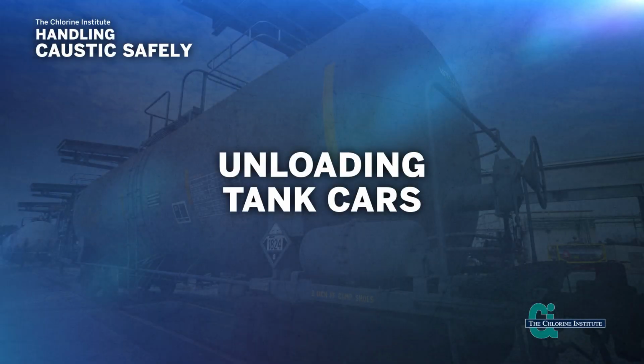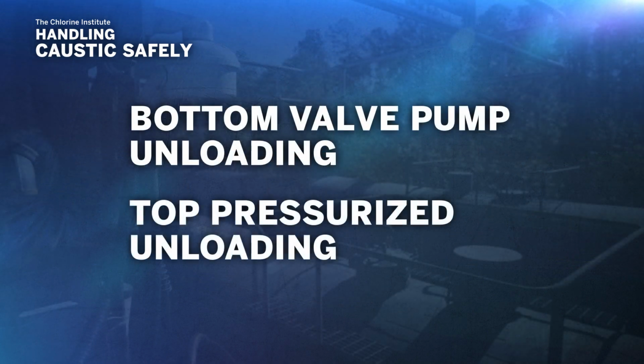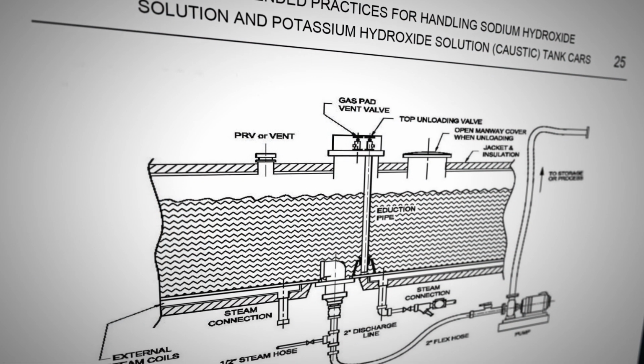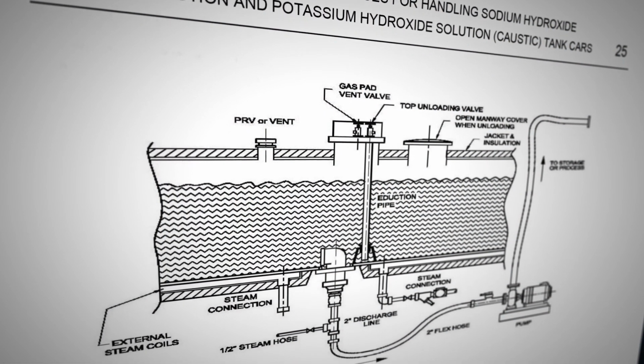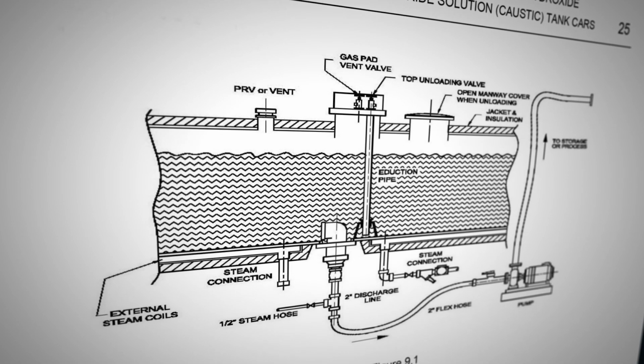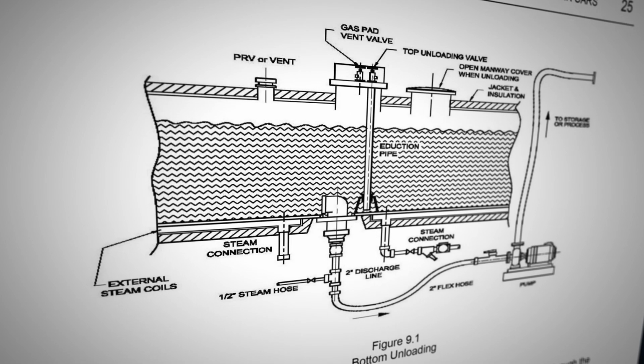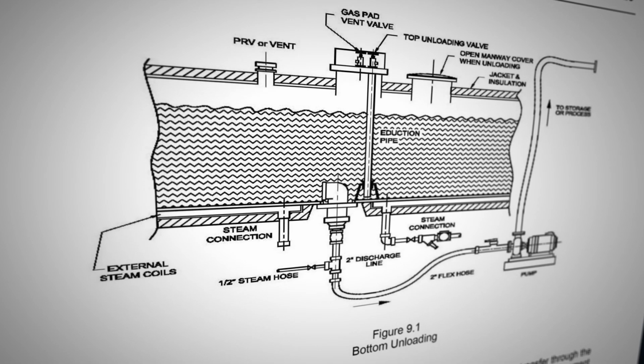There are two methods primarily used for unloading tank cars: pumping caustic from the car's bottom valve to the storage tank, and pressurizing the tank car with compressed air to push the caustic to the storage tank through the car's eduction pipe. For pump unloading of a tank car, caustic is transferred using a pump from the bottom fitting of the tank car to a storage tank. Refer to CI Pamphlet 87, Figure 9.1 for proper unloading assembly.